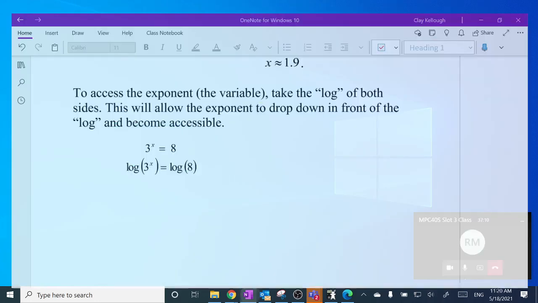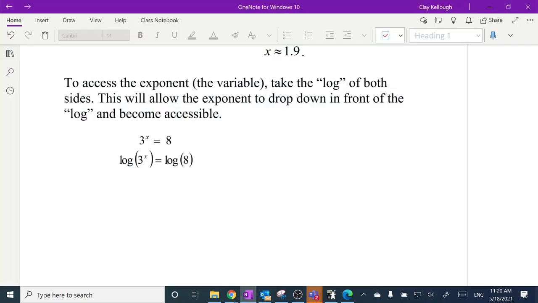Oops, oh my word, come back, there we go. And then this exponent becomes a coefficient, and this is my change of base rule right here. X, then divide both sides of the equation by the log of 3.